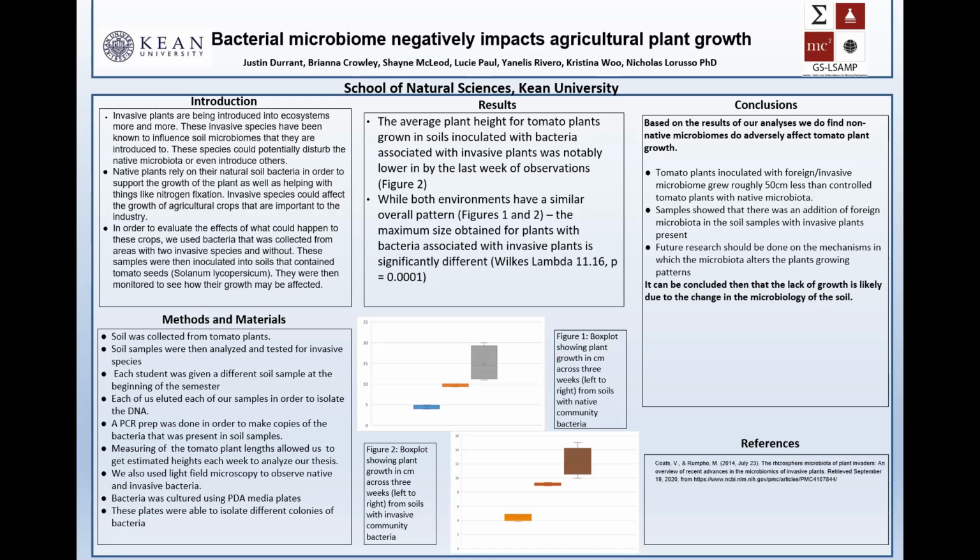We then used light field microscopy to observe native and invasive bacteria. The bacteria was cultured using PDA plates, and with these plates, we were able to isolate different colonies of bacteria. So again, what happened was, we created soil slurries. We added water to the soil samples that we collected in order to separate the bacteria from the soil, and that made it easier for us to then take our PCR tests and culture it on our plates.